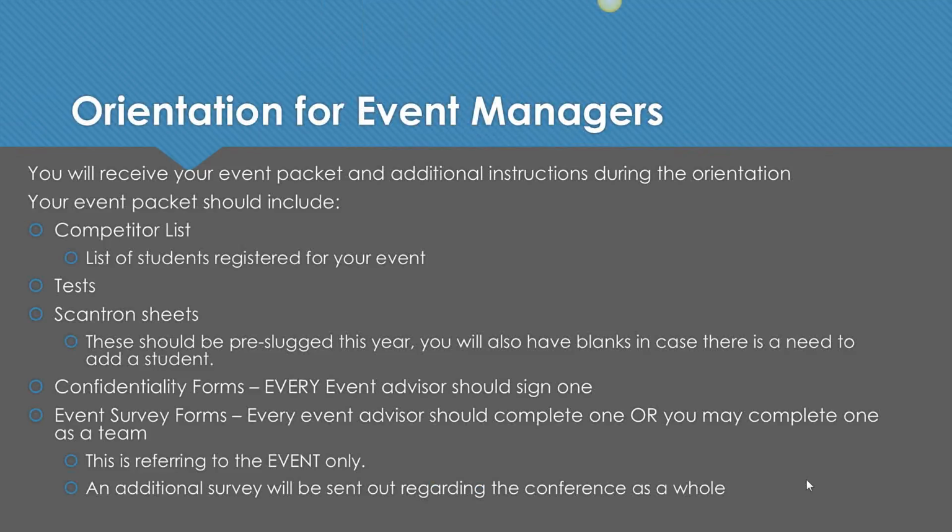When you go to orientation, this is for the event managers. When you come to orientation, you'll receive your event packet and any additional instructions that have come up since this recording. You'll get your competitor list, your test, and we'll count them to make sure that you have the right amount, your Scantron sheets, and we are very blessed. National HOSA is going to pre-print them this year for us with the student's name and school and everything already on them. You'll also have some blanks in case there are some substitutions or some students that show up that we were unaware of. You'll get your confidentiality forms and your event survey forms.